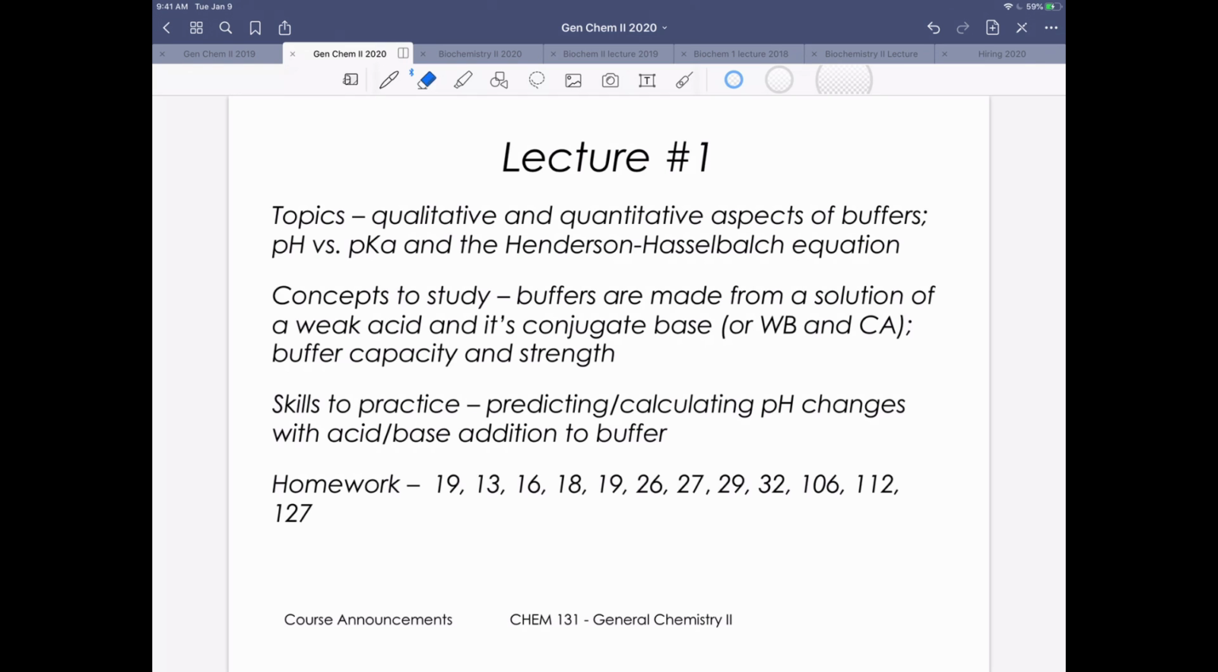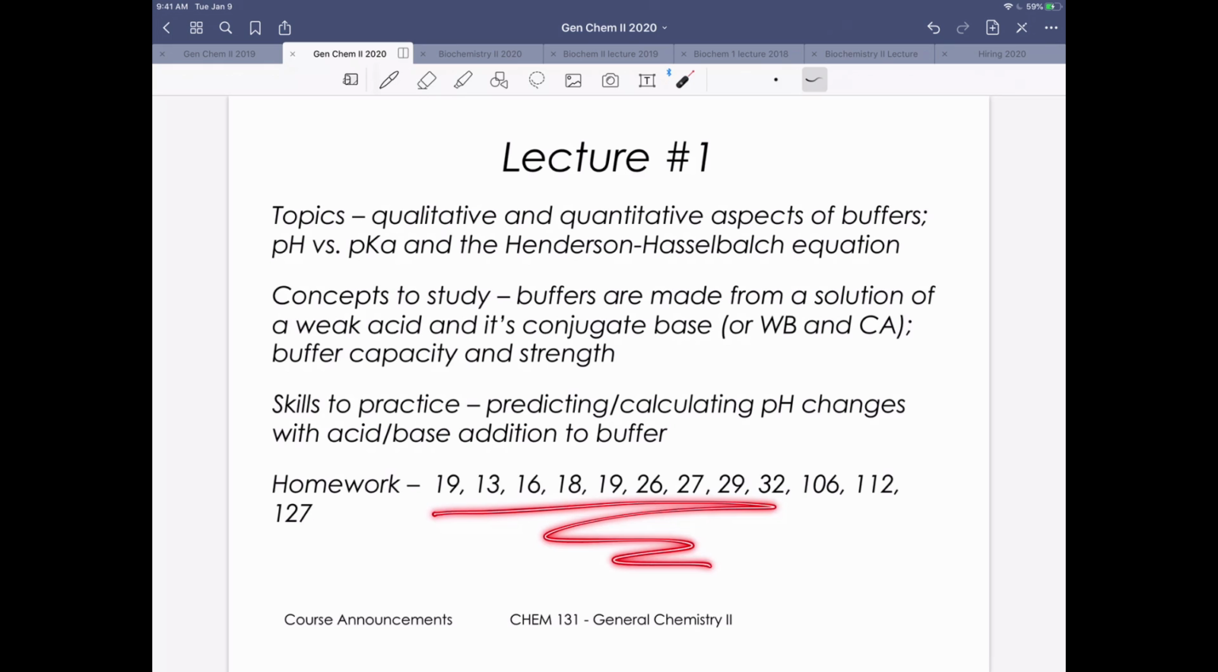Conceptually, we'll talk about how you actually make buffers. And again, buffers are made up of weak acids and its conjugate base. We'll talk about concepts of buffer capacity and strength. And then from a skills to practice standpoint, we'll actually talk about how you calculate pH changes when you have addition of either acid or base to a buffer.